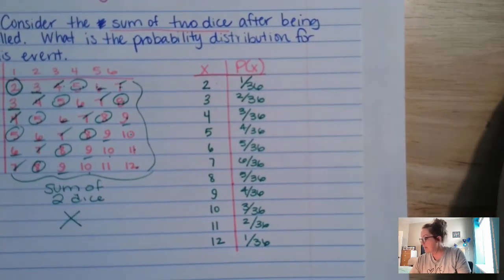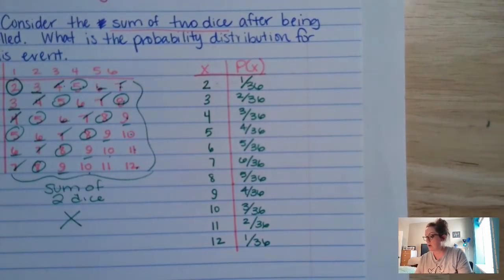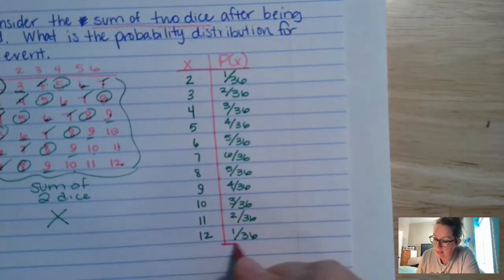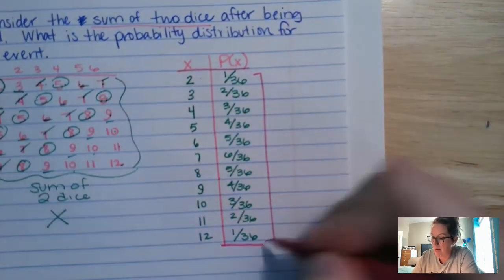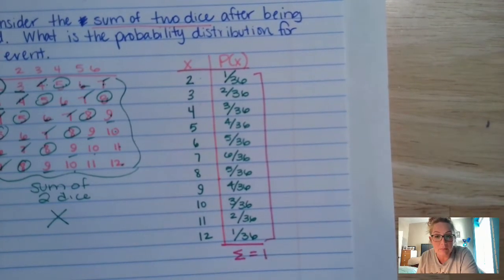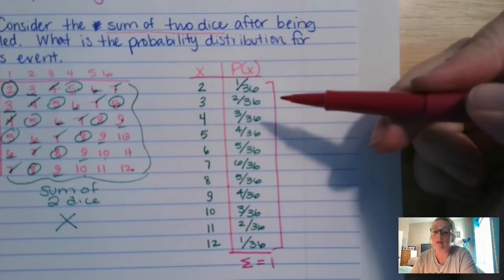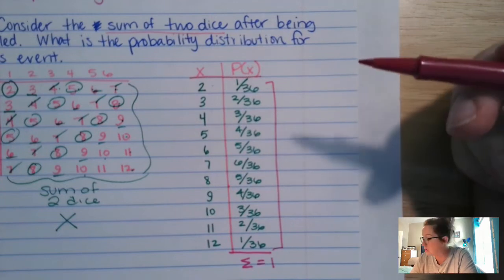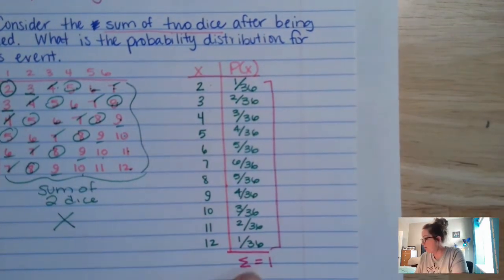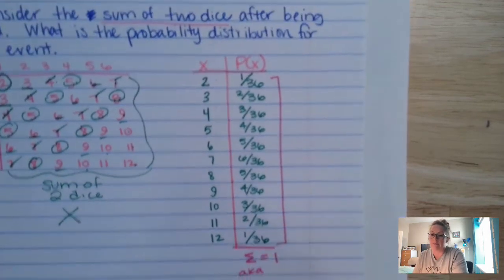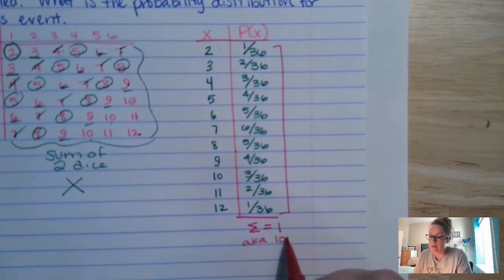The other thing that a probability distribution will always have is that the sum of the probabilities is always going to be 1. If I were to take all of these and add them up, my sum is 1. Why? Because these are all of the options. This is 100% of the options that I could possibly get by rolling 2 dice. So your sum will always be 1, aka 100%.